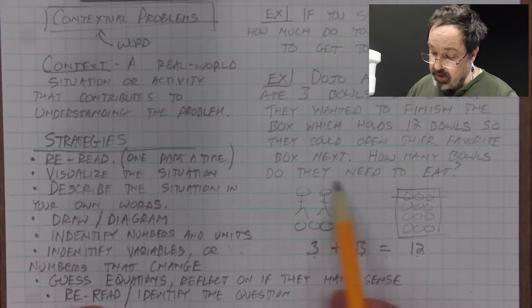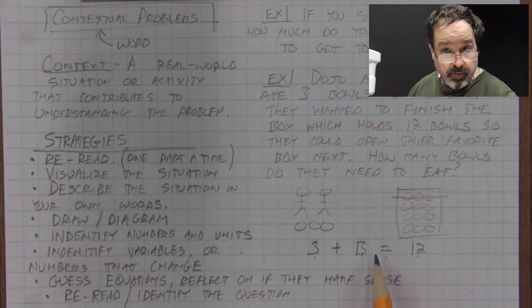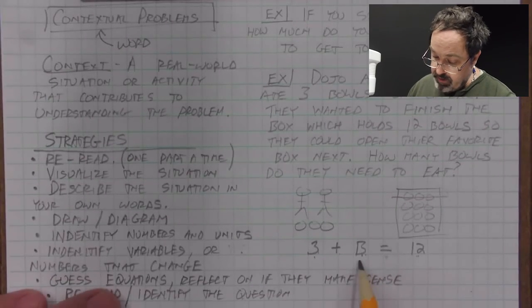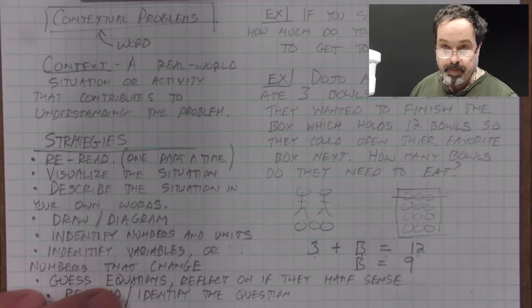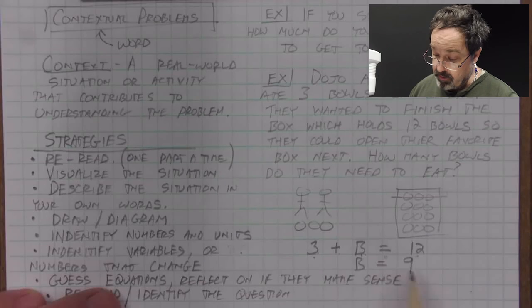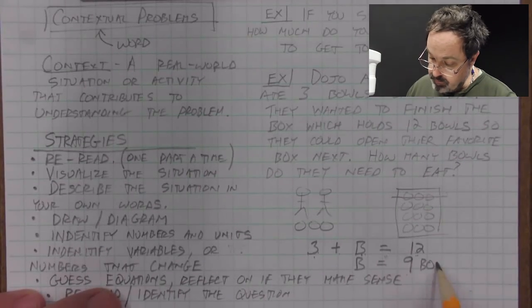How many bowls do they need to eat? We might have answered it along the way, but if we haven't, let's make sure that we did. This number B must be equal to 9, because only 3 plus 9 will equal 12. 9 bowls.